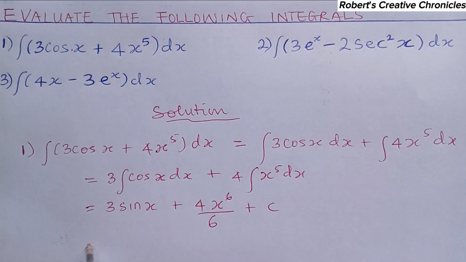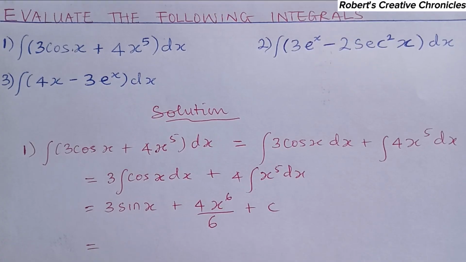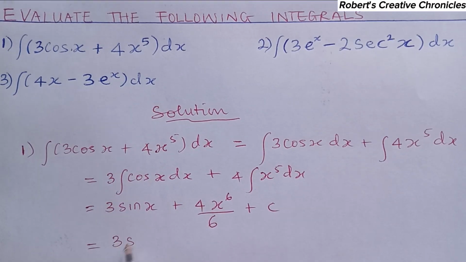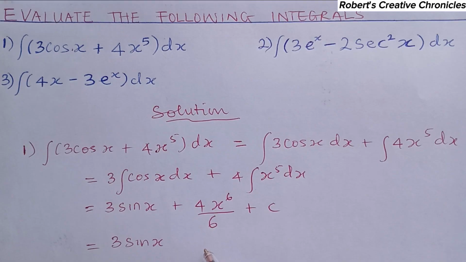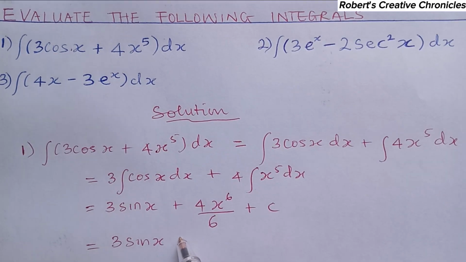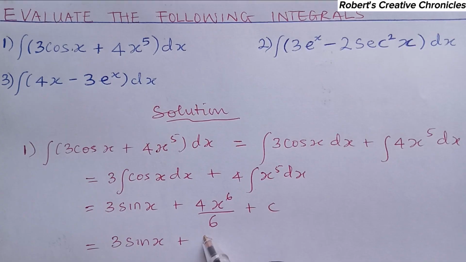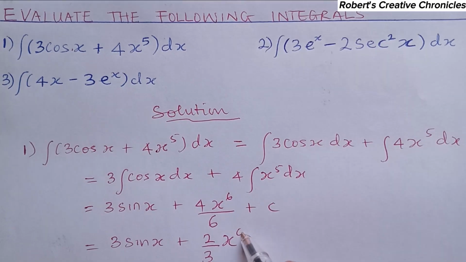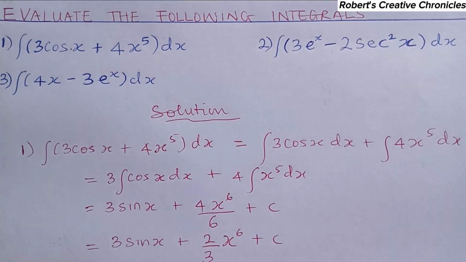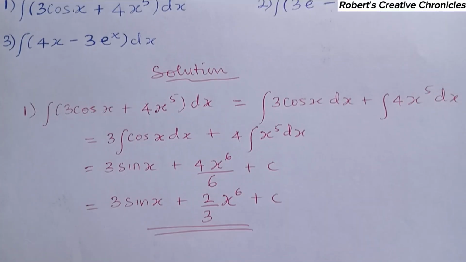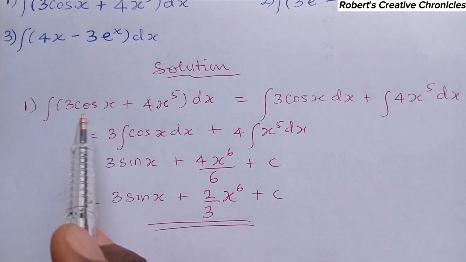So this becomes what? We can reduce this. This becomes 3 sine x plus 2 times 2 over 3. So it will be 2 over 3 x to the power of 6 plus c. So this is the final answer. So this is the integral of this function.